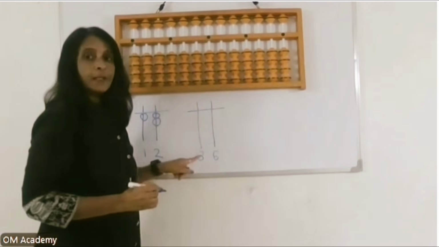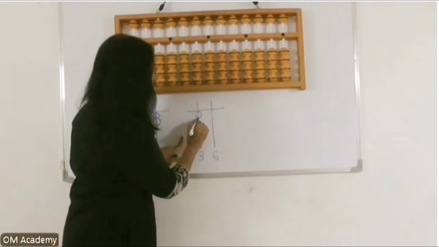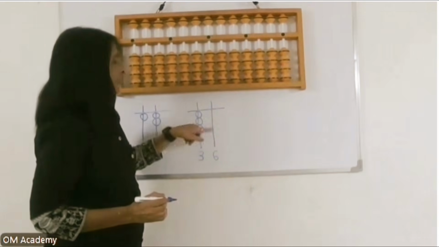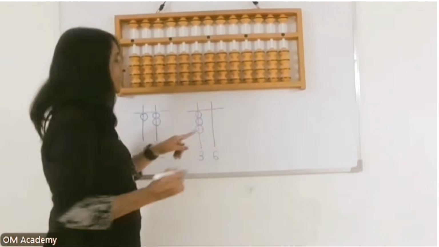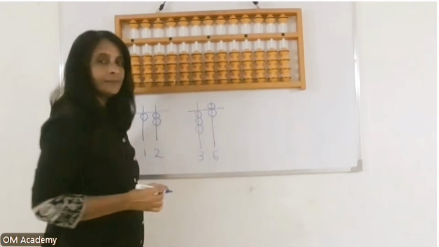36. 3 on the tens place, we have to draw three beads, three lower beads, and on the ones place we have to draw one upper bead and one lower bead. It means 5 and 6.